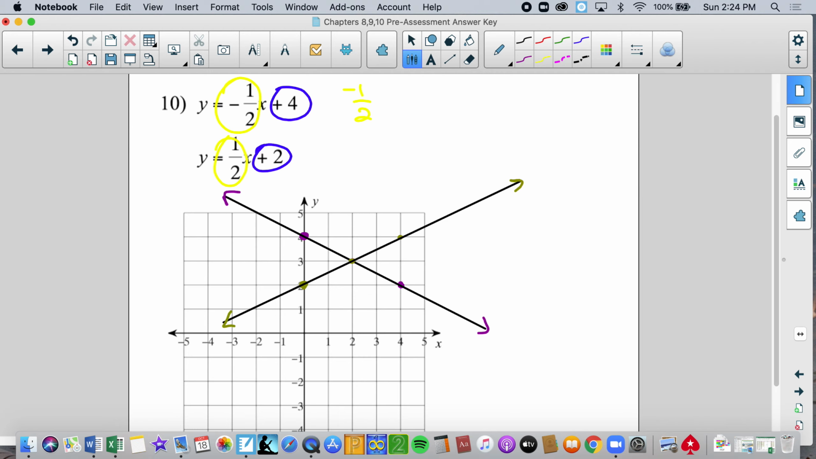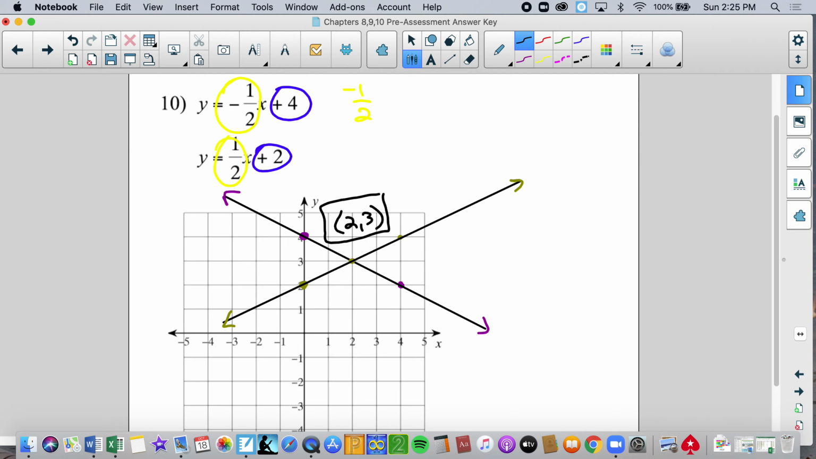I look for the intersecting point. The intersection point is 2, 3. So that would be my solution. 2, 3. If I plug in 2, 3 in the top equation, I should get the left side equaling the right side.